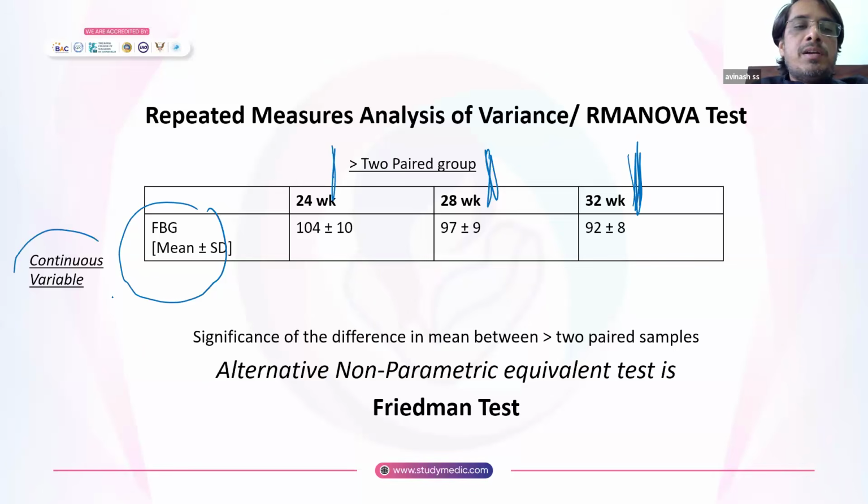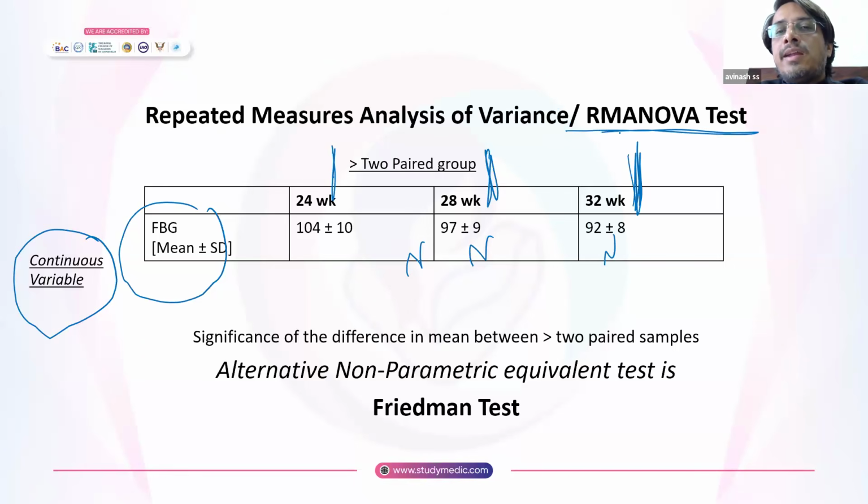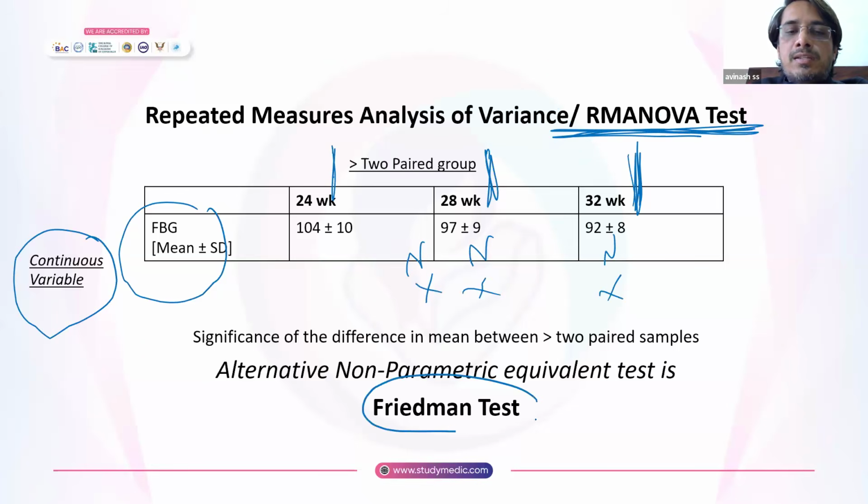And the continuous variable distribution, we would like to see is there any difference when we measure it repeatedly. And it is normally distributed. Then the test used is called RM ANOVA, repeated measures ANOVA test. If it is not normally distributed, the alternative equivalent is the Friedman's test. This is an extension of the paired test.